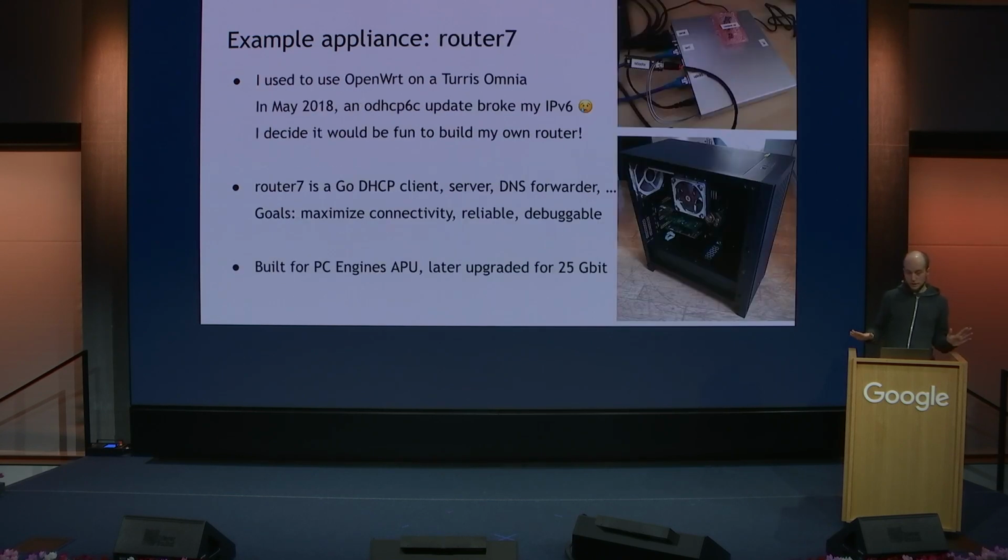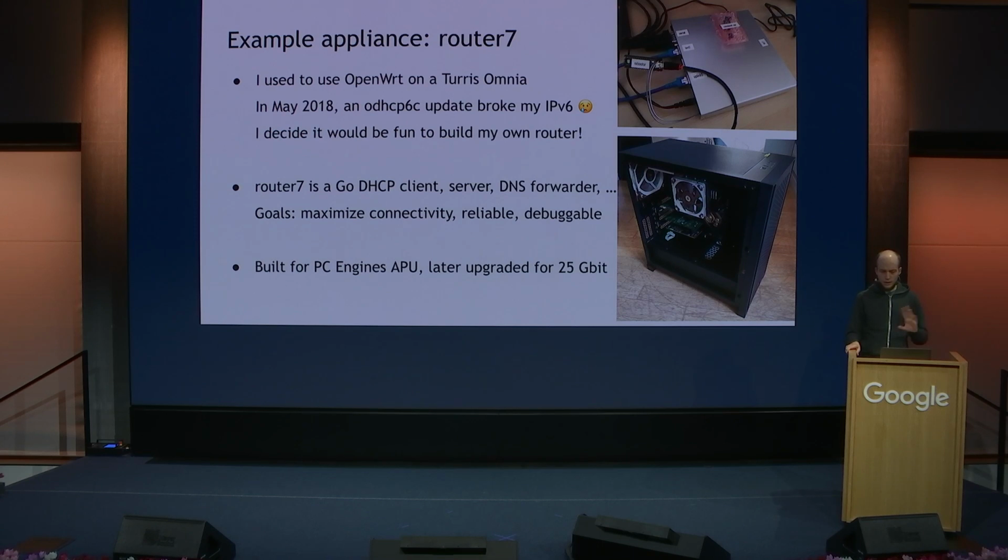All right, and then lastly, to sort of step up the complexity ladder a tiny bit, the last example appliance I want to show is called Router 7. Now, I used to use the OpenWRT software on a Turris Omnia router for a number of years, and it was a great setup until one fateful day in May 2018, when there was an automated update to the Turris Omnia, which brought in a DHCP client that broke my IPv6 connectivity.